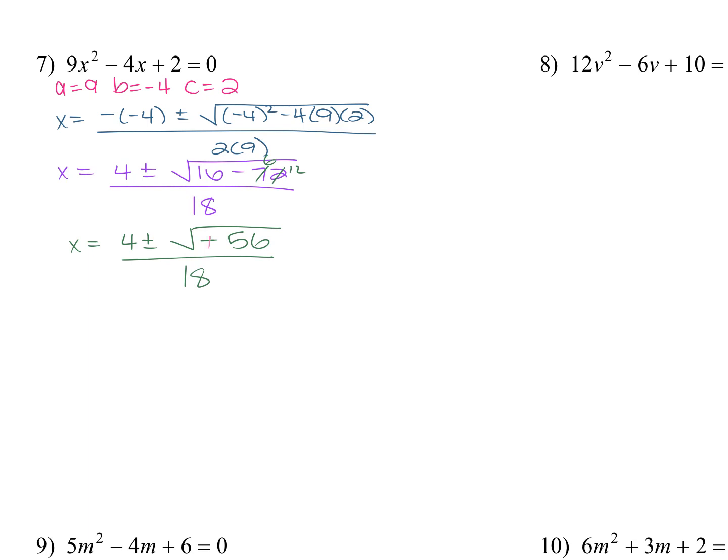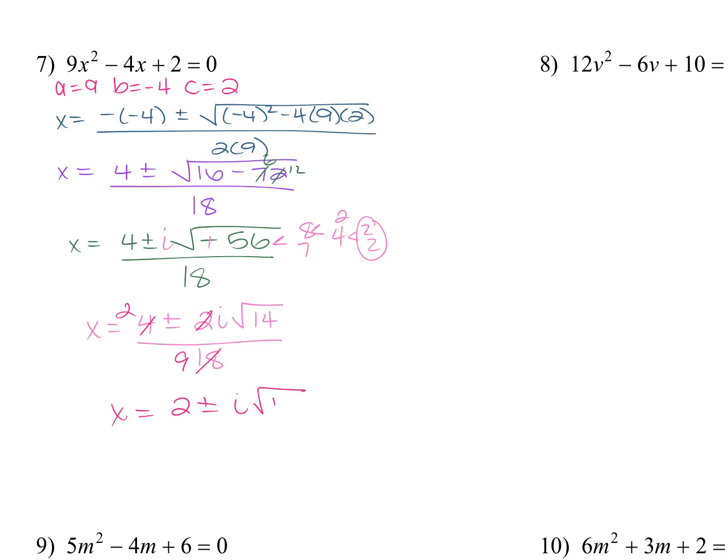Your negative comes out. Your 56 is 7 and 8. 8 is 4 and 2. 4 is 2 and 2. 2's pair up. 7 and 2 stay under. So that's x is equal to 4 plus or minus 2i square root 14 over 18. Simplify your 4, your 2i, and your 18. 4 turns into 2. 2i turns into i. 18 turns into 9. So that's 2 plus or minus i square root 14 all over 9.